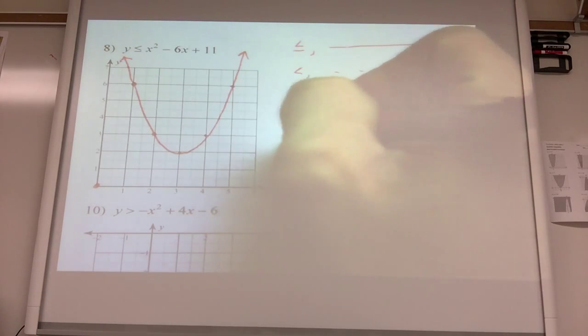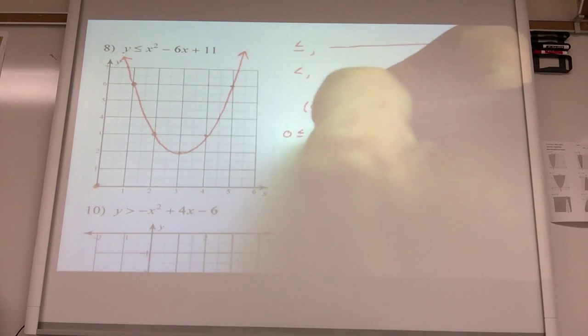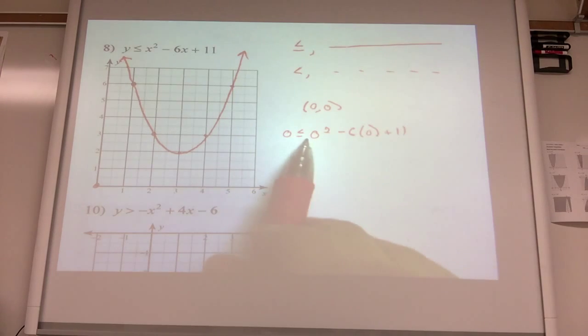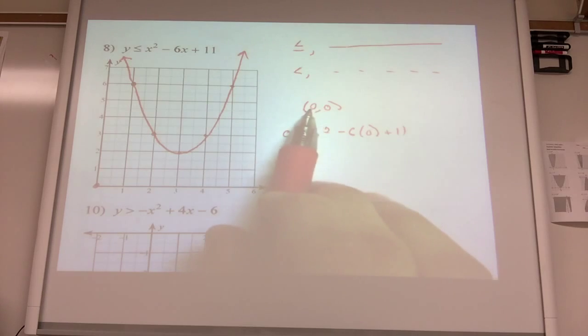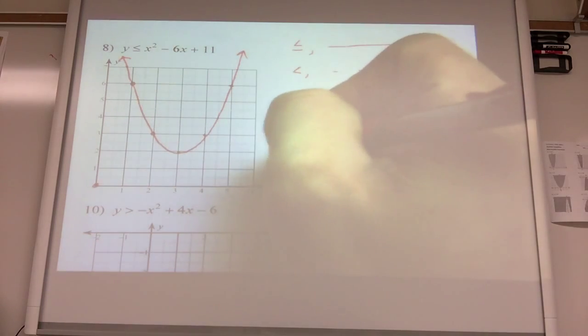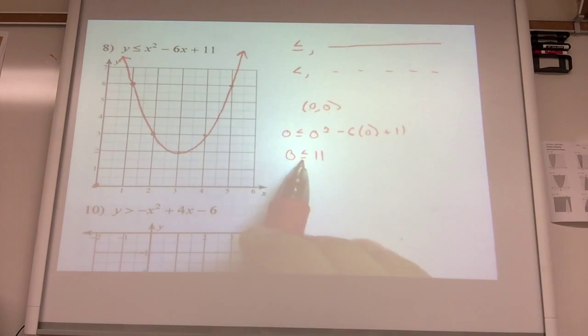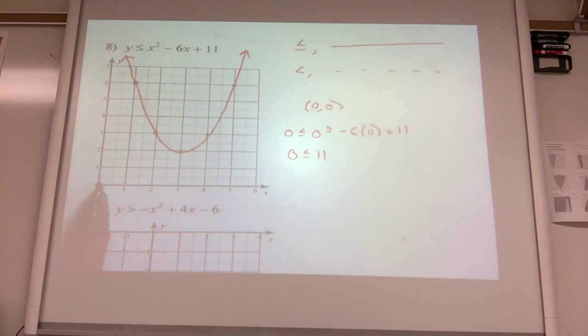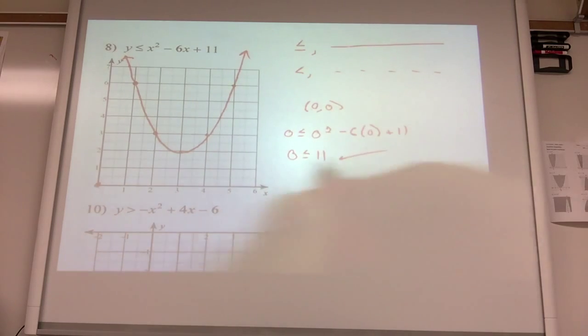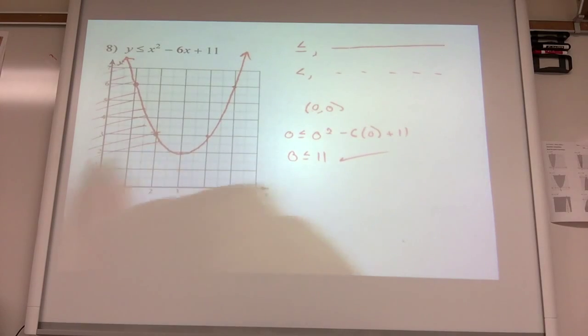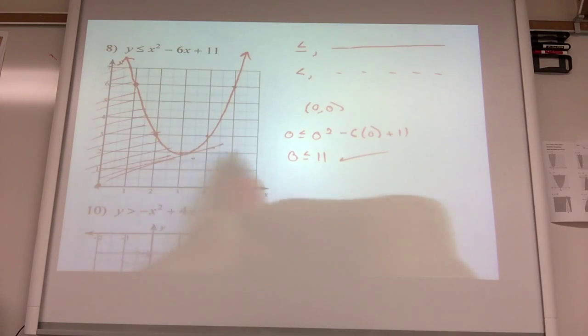So 0 less than or equal to 0 squared minus 6 times 0 plus 11. So notice for all the y's and the x's I put 0 and 0. So I have 0 is less than or equal to 11. That is a true statement. So again, I'm going to shade where the dot is. So notice the dot's on the outside. This is a true statement, so I'm going to shade where the dot is, on the outside. In this case, if it were a false statement, I'd be shading on the inside.